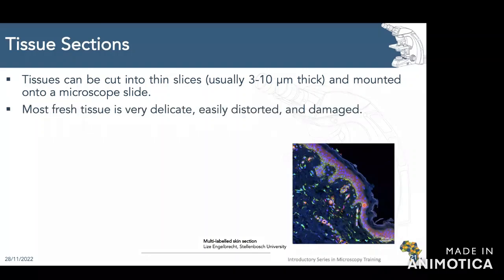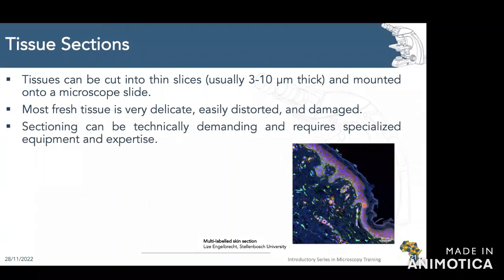So most of your fresh tissues are really quite delicate. They move, they're easily distorted and damaged. So you need to prepare the sample specifically for it to be cut. And sectioning is technically demanding. It does need specialized equipment and specific expertise. So hopefully in your department, you have a histology area or a microscopy specialist that can help you with this. Lisa's the person we go to when we need some sectioning done, and there are different sectioning equipment that you would need for this.